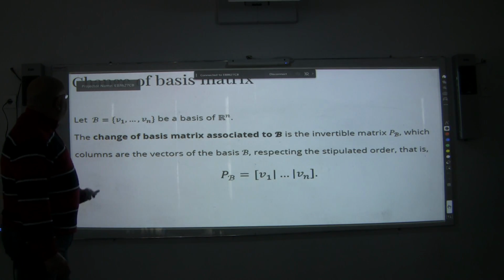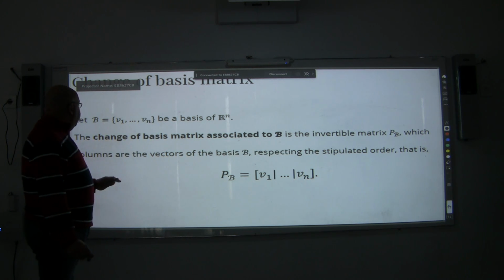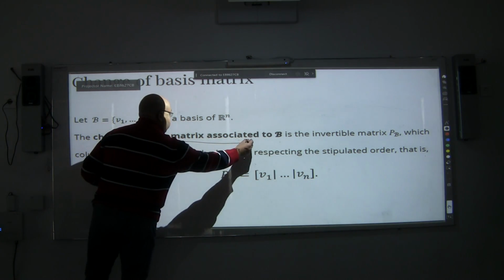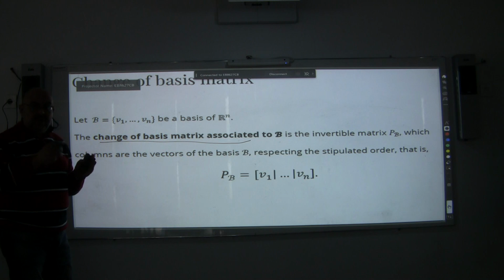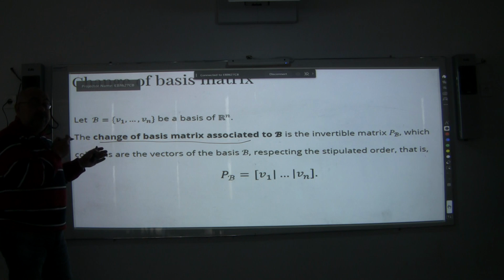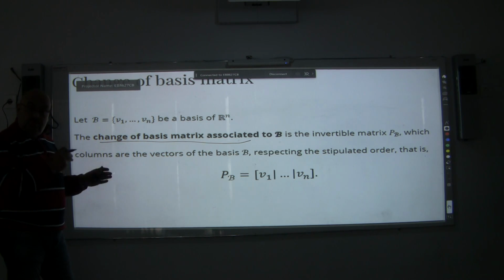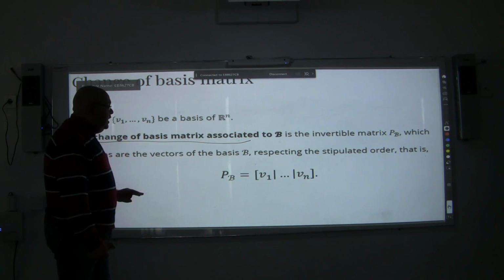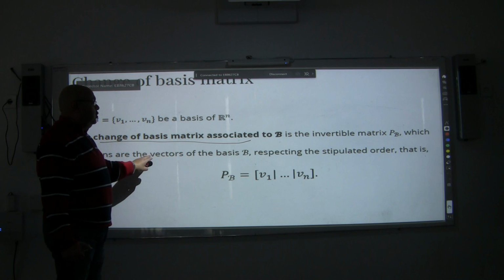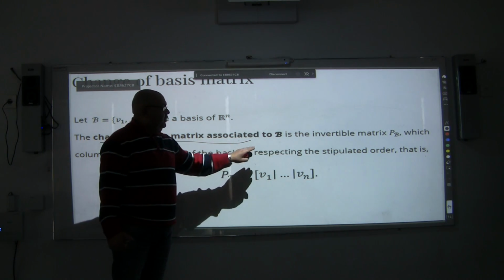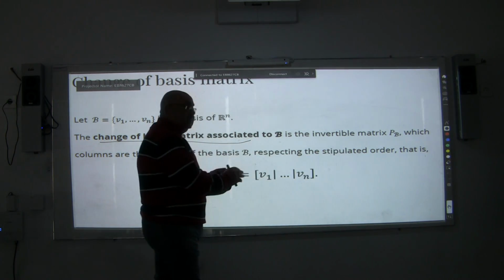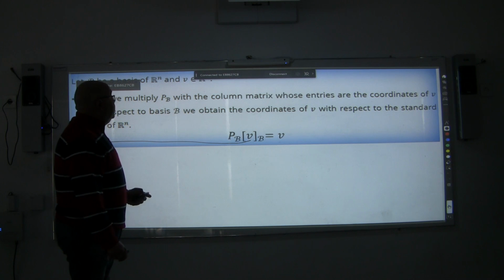In general, let B be a basis of Rn. The change of basis matrix is simply the matrix whose columns are the vectors of this basis that we were using in the previous two problems. So B is the invertible matrix whose columns are the vectors of the basis, respecting the stipulated order that exists in your basis. So it's really very simple.